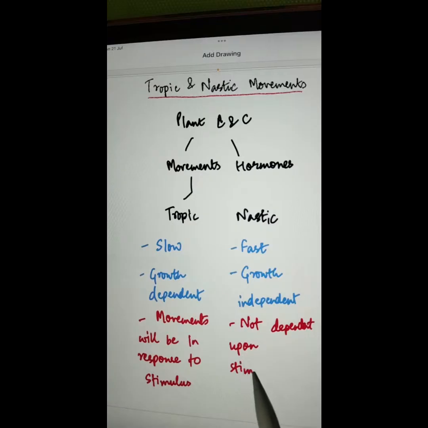We will be talking in detail about the basic differences, how many types of tropic movements there are, and how many types of nastic movements there are, one by one. Overall, movements in plants are of two types, tropic or nastic. Tropic movements are slow, nastic movements are fast. Tropic movements are growth dependent, nastic movements are growth independent. Tropic movements occur in response to stimulus, but nastic movements are not at all dependent upon the stimulus.